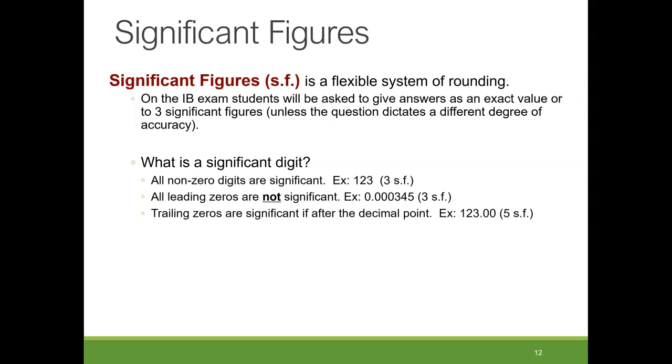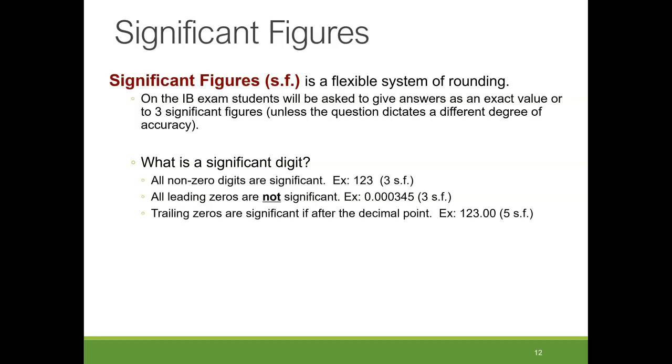Trailing zeros are the tricky ones. If there's a decimal point in your number, your trailing zeros are significant. So 123.00 has 5 significant figures. When I look at that number, that tells me that when I made the measurement for 123.00, I had a tool, an instrument, that was accurate to the hundredths place, right? That tells me something about it.